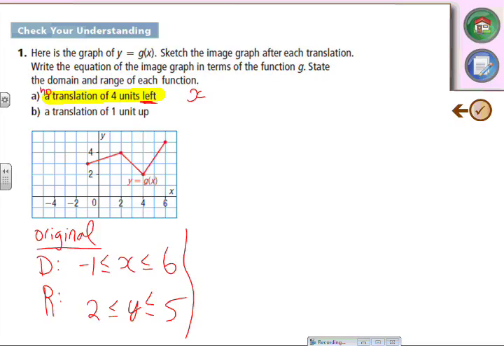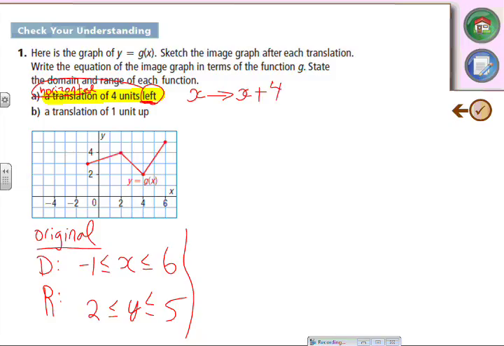Right and left is talking horizontal. Up and down is talking vertical. So as soon as it says the word left, I know that that has to be horizontal. It's affecting the x's, not affecting the y's. So 100% of the time, if I have a horizontal translation 4 units left, the x is going to become x plus 4. To the left, x plus 4.